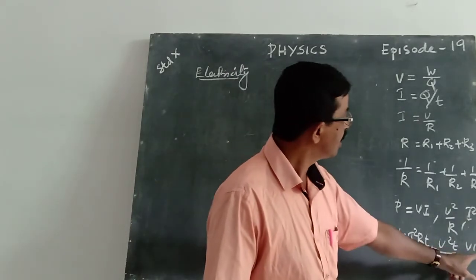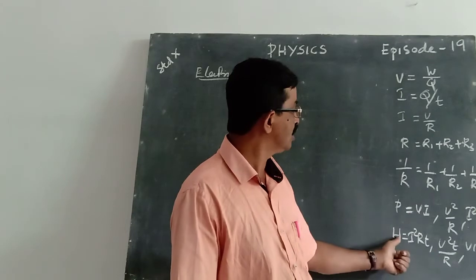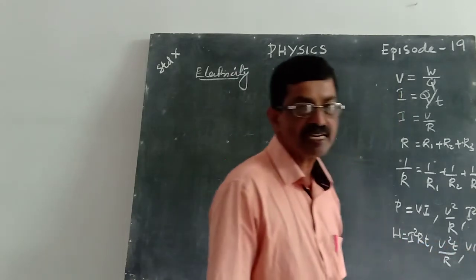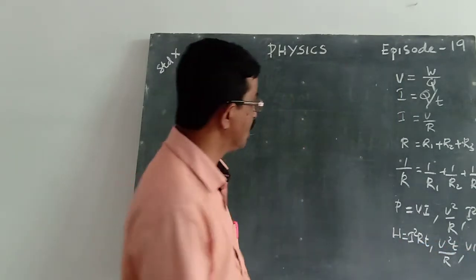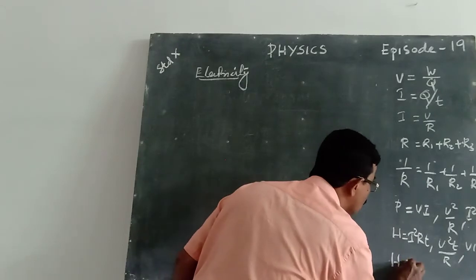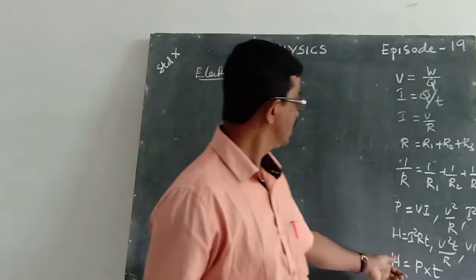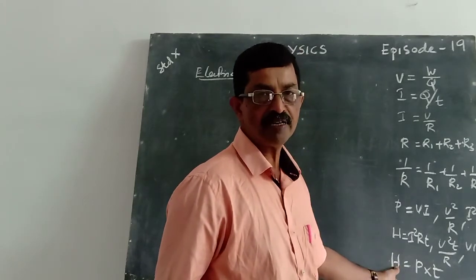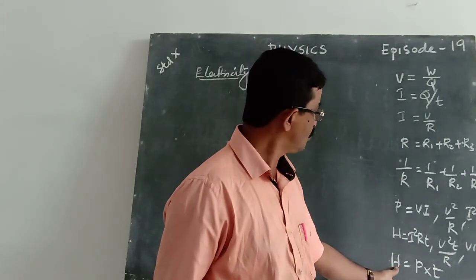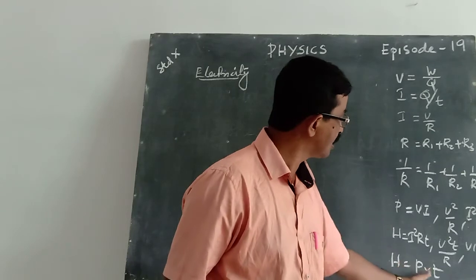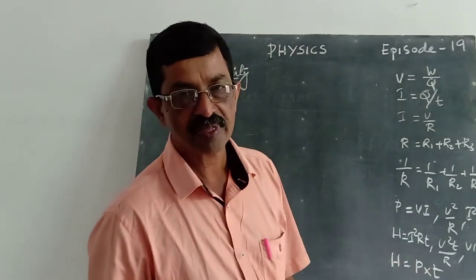And another equation that we can use is H = VIT. Then one more relation is that H = P × T. That means heat produced, otherwise work done. Heat produced or work done, H = P × T.